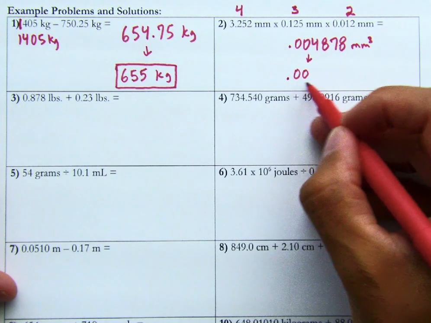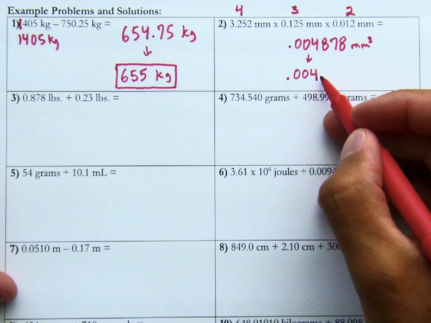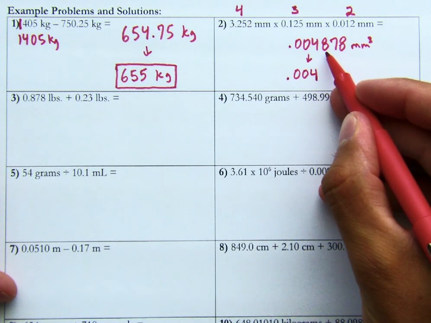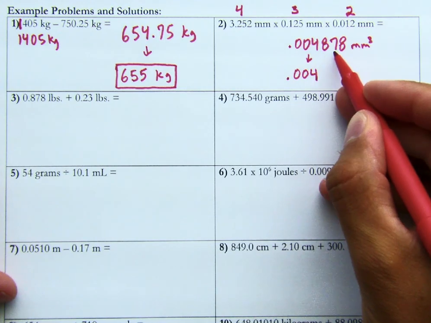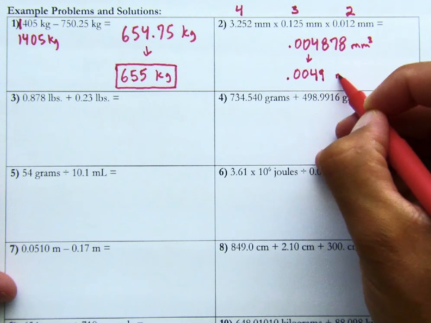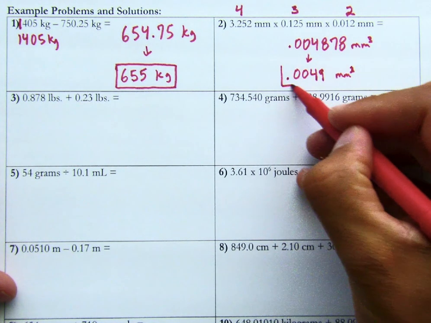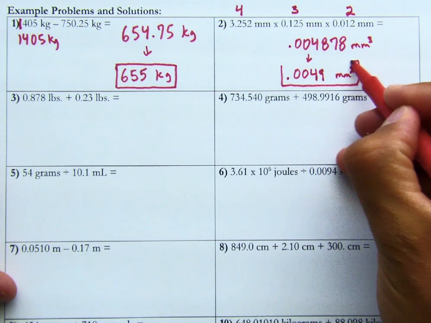0.00, right, those are not significant. 4, that's 1 sig fig, and then the next one. Is this closer to 0.0048 or 0.0049, right? This is closer to 0.0049. And that is our unit, and this number has 2 significant figures.